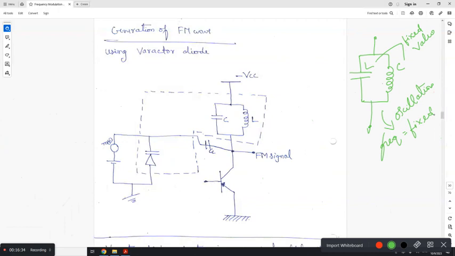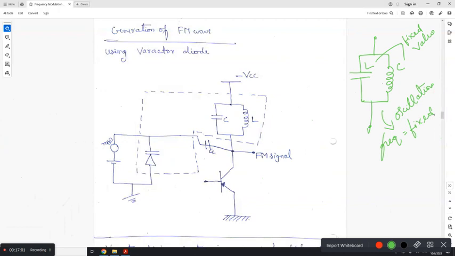Now, how can I vary the frequency? If I want to vary the frequency, change either the C value or the L value, right? Yes or no? Change either the C value or the L value, so I get variable frequency.